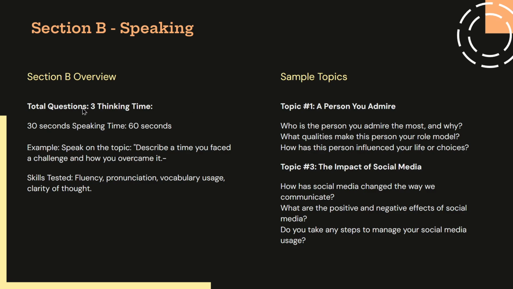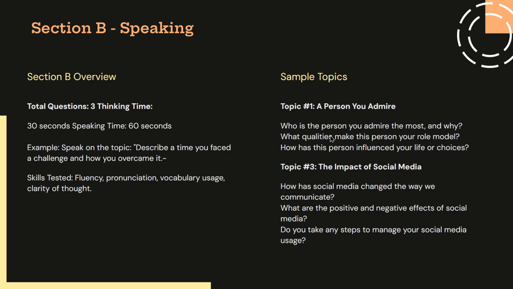In this speaking section, you have three questions in total, and you have 30 seconds to think about the topic and 60 seconds to deliver your speech. The sample topic given is a person you admire, with sub-questions. These sub-questions are there to help you create content. If you are short of content or thoughts, you can use them, but it is not mandatory at all.